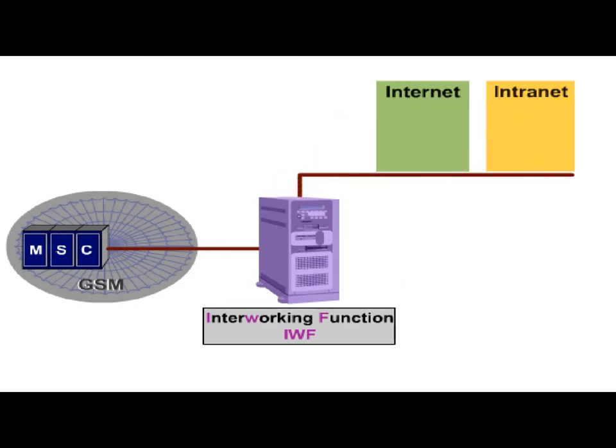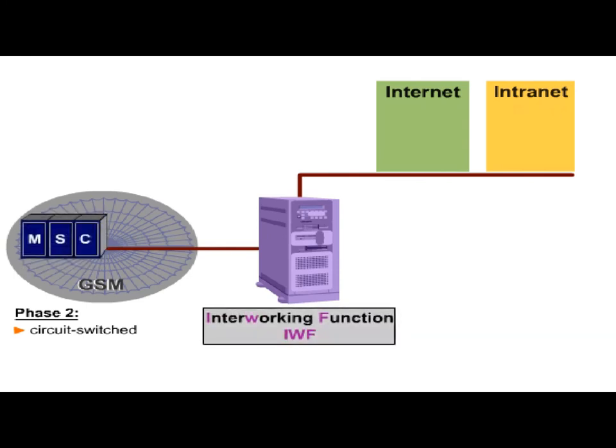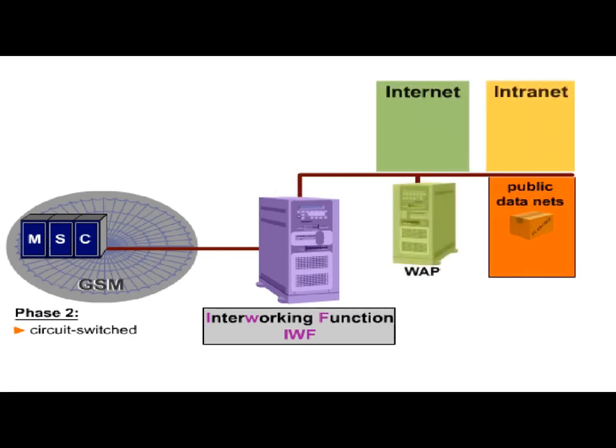In GSM Phase 2, only circuit switch data services are supported. The interworking function, IWF, integral to the MSC, connects the circuit switch GSM data traffic to the existing packet-oriented networks, in other words, the internet, corporate networks, public data networks, and WAP servers. It converts protocols and adapts the data rate for the BSS.